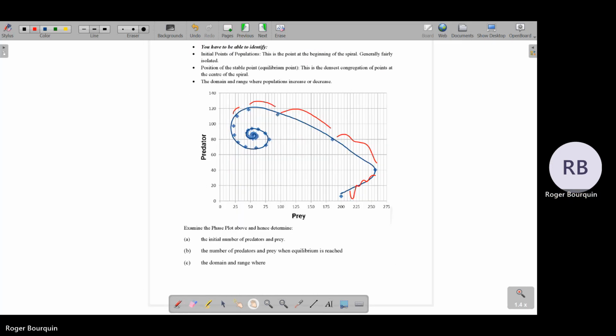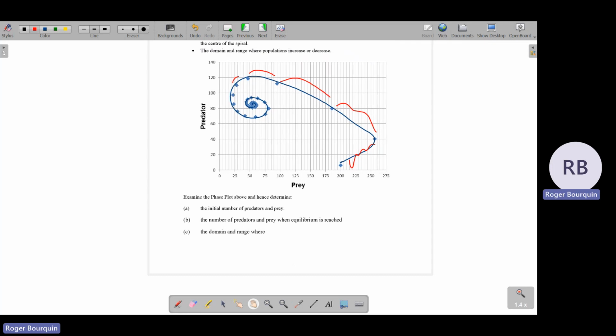All right. Examine the phase plots above and hence determine, let's just do this quickly, the initial number of predators and prey. So which is your starting point here, guys? That point over there, right? So prey equals 200 and predator is about 5, something like that. Are you with me? Right, now write down the number where predators and prey reach equilibrium.